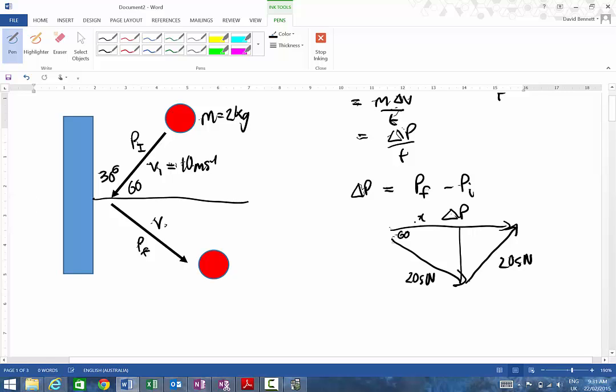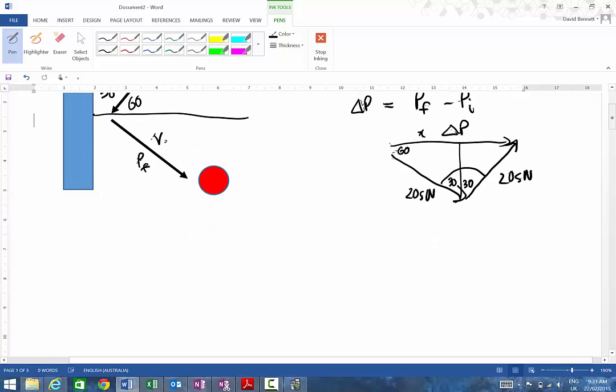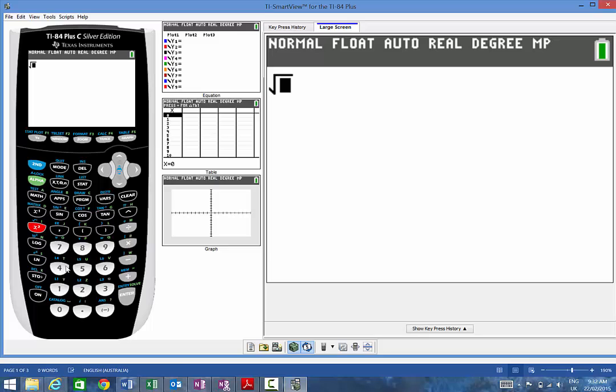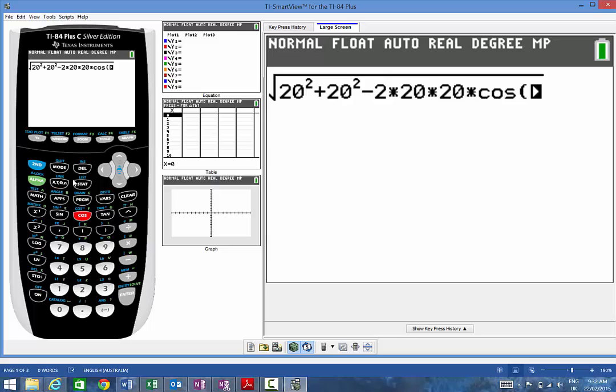So that's one way of doing it, and obviously you could use the cosine rule. You could go, that there is 30 and that there is 30, so therefore you could use the cosine rule to work out the change of momentum. Either way is suitable, so let's use the cosine rule. We can say that the change in momentum is equal to the square root of 20 squared plus 20 squared, take 2 times 20 times 20 times cosine of 60, and that will give us our change in momentum. So I go to my calculator, enter that in, and that gives me an answer of 20.